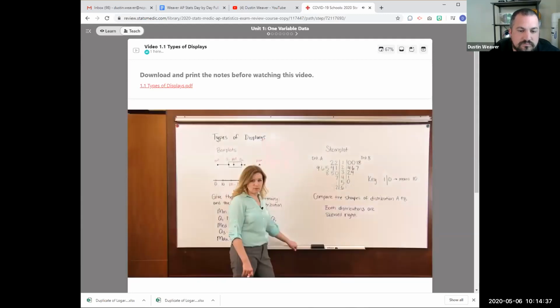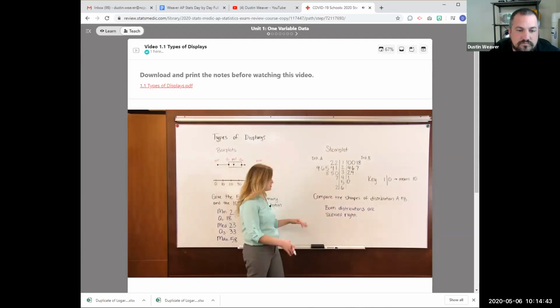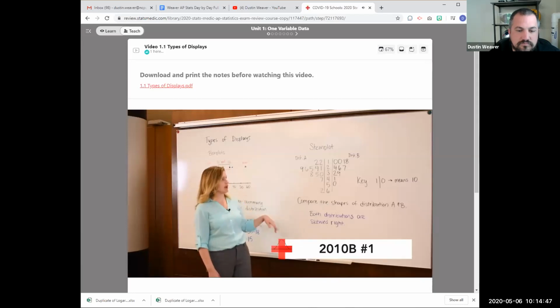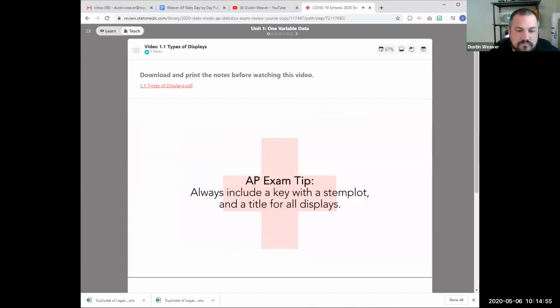So the last type of display we're going to talk about are stem plots. Now I know I mentioned earlier that it's pretty rare that you'd have to make a type of display for the AP exam. There was one year, however, where students were asked to make a stem plot. A very common mistake is that students didn't include a key, and they did lose points for that. So make sure if you are asked to make a stem plot, or really any distribution, you've got a title and then also a key on your graph.